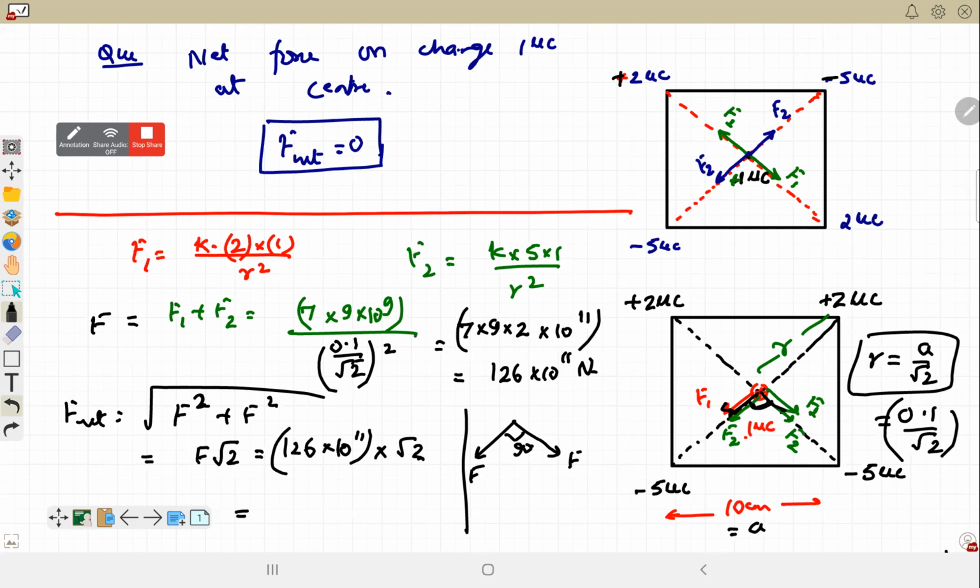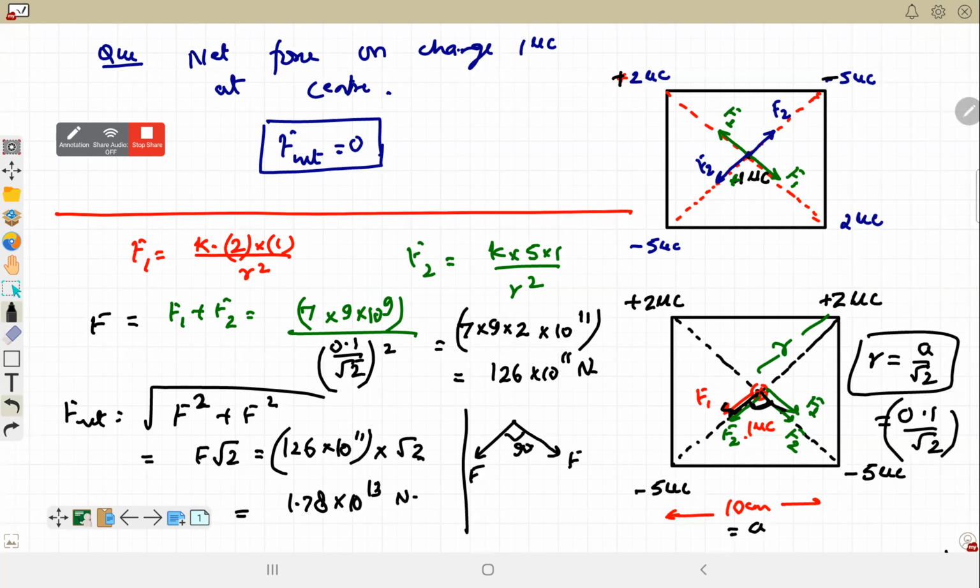Right? Yes. Is this the answer? Yes, sir. 1 point something you said. Yes, sir. 1.78 into 10 to the power 13 Newton. I think that's the answer.